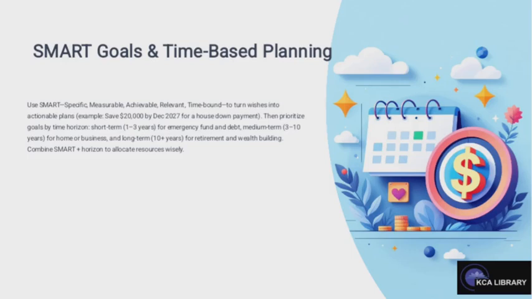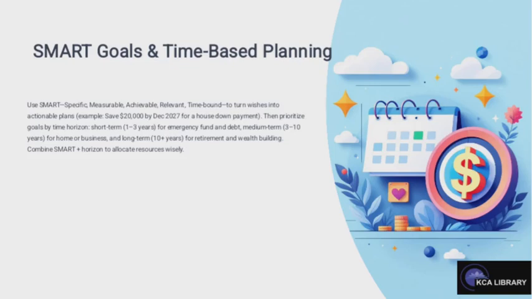Now, what I mentioned, setting SMART goals. What are SMART goals? SMART stands for specific, measurable, achievable, relevant, and time bound. It means any goal you are trying to set must have these characteristics, it must fall within this framework. That means the goals must be specific, measurable, achievable, relevant, and time bound. This will help to turn wishes into actionable plans. For example, I want to save 20,000 US dollars by December 2027 for a house down payment.